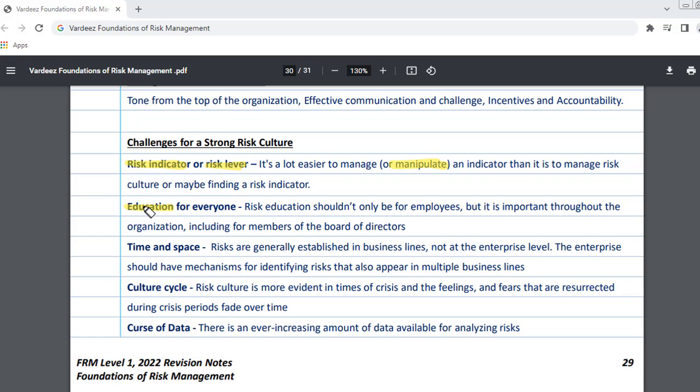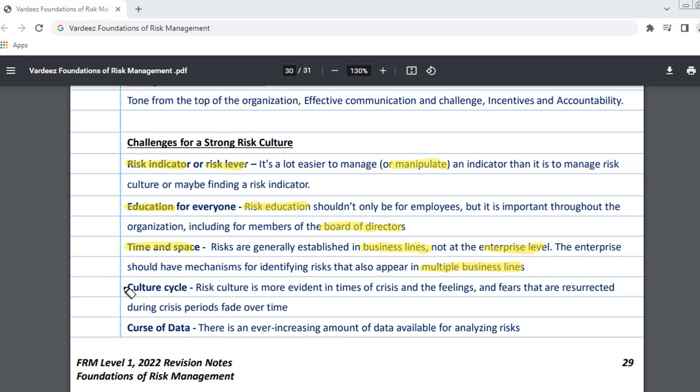Second is education for everyone. Here what we say is that risk education is not just for employees. It is important that even the board of directors should have sound risk knowledge, and this could sometimes become a challenge. Third, we can see time and space. It has been observed that risks are generally established in the business lines and not at the entire enterprise level. So the enterprise should have some mechanism in place so that they can identify the risk that comes up across all the business lines, and sometimes they may appear in multiple business lines as well.